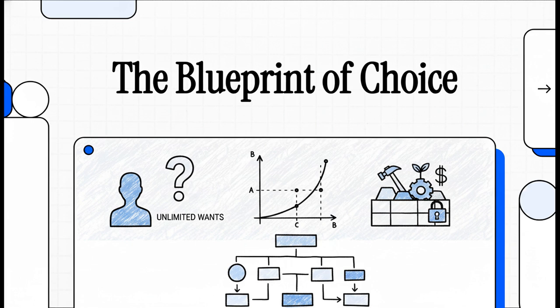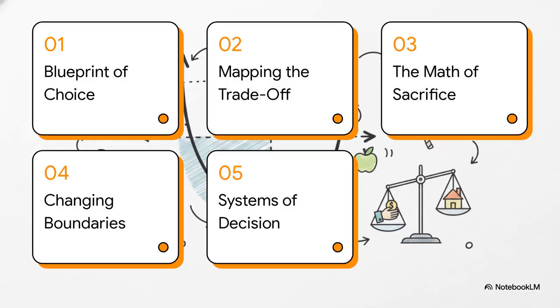Welcome to this explainer. Today we're going to unpack the ultimate blueprint of human choice and economic possibility. Let's get into it. Here is how we're going to tackle this today. First, the blueprint of choice. Second, mapping the trade-off. Third, the math of sacrifice. Fourth, changing the boundaries. And finally, systems of decision.